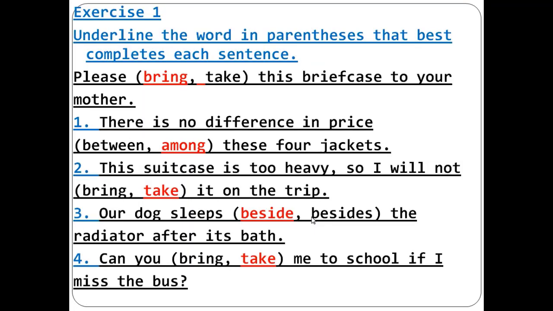Exercise 1. Underline the word in parentheses that best completes each sentence. Please bring this suitcase to your mother. Number 1. There is no difference in price among these 4 jackets. 2. This suitcase is too heavy, so I will not take it on the trip. 3. Our dog sleeps beside the radiator after its bath. 4. Can you take me to school if I miss the bus?